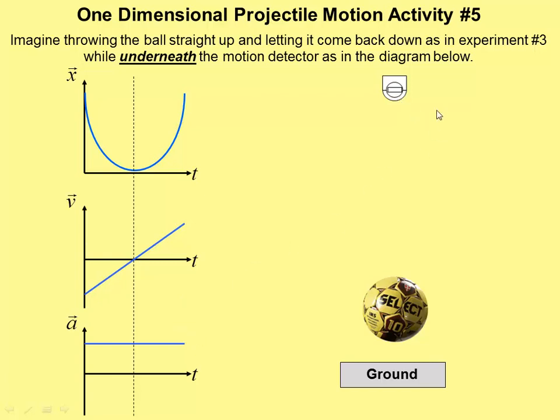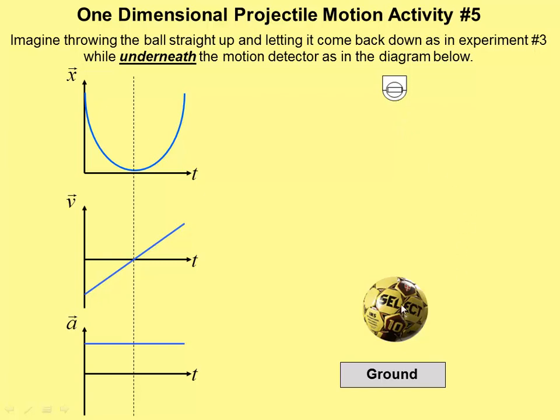Now, why do they kind of look opposite of number 3? It's because of where the motion detector is. Remember that the motion detector thinks of itself as 0. It thinks that moving away from it is in the positive direction, and moving towards it is in the negative direction. So notice this is completely opposite of a conventional coordinate system. Normally, down is negative and up is positive. But in this system with the motion detector, up would be negative and down would be positive.